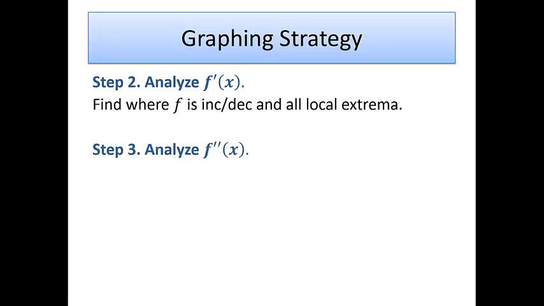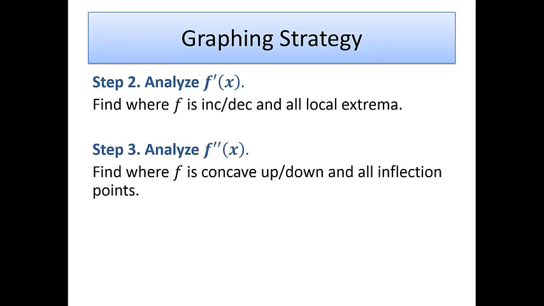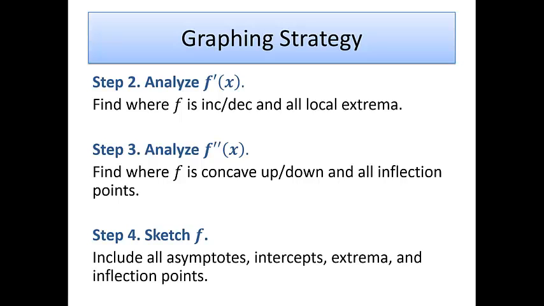Step 3 is to analyze the second derivative, f double prime. Here, we will find where f is concave up and down and find all inflection points. Finally, we will be ready to sketch the graph of f. We need to be sure to include in our graph all asymptotes, intercepts, extrema, and inflection points that we found in our first 3 steps. Now, as you can imagine, these are not short problems, so we want to take our time, being sure to complete each step correctly so that our final graph is correct and lines up with all of the information we found.